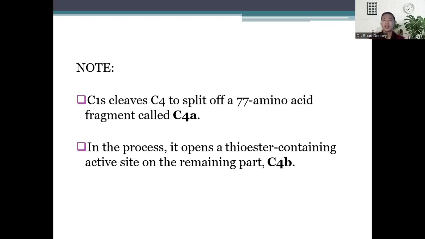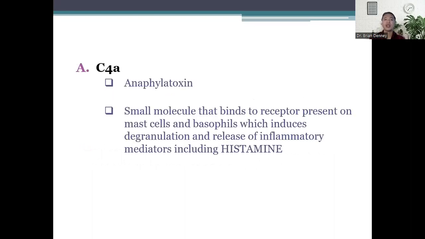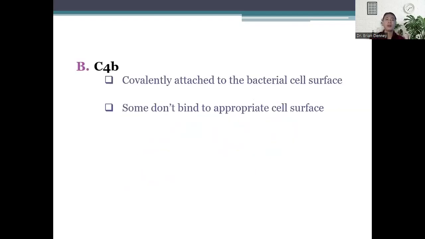It is a byproduct of proteolytic cleavage of your C4. C4a is actually an anaphylatoxin. An anaphylatoxin is a small molecule that binds the receptors present on mast cells and basophils, which induces degranulation and release of inflammatory mediators, including histamine. Again, I mentioned this is a byproduct, and so it does not play any part in the cascade. What plays part in the cascade is the larger fragment, which is your C4b.